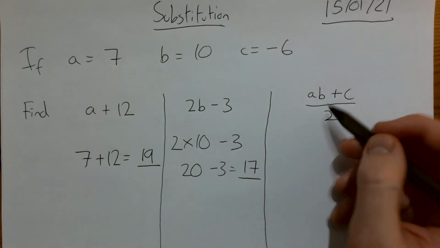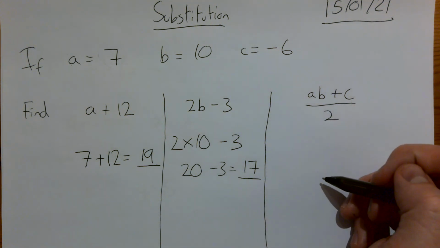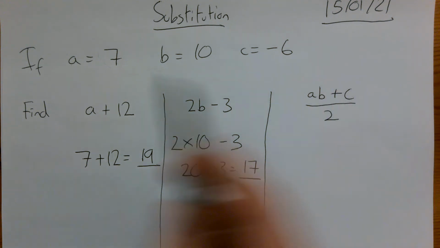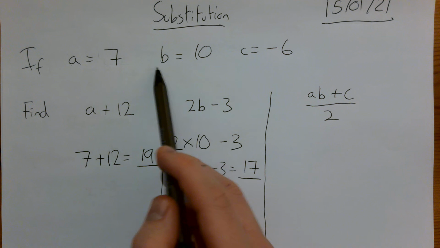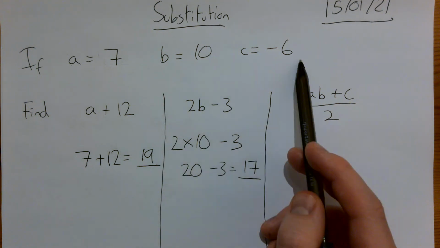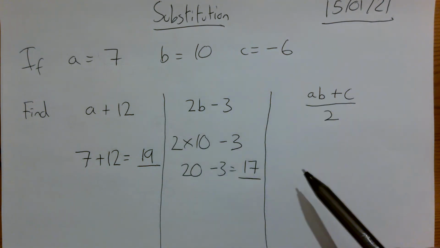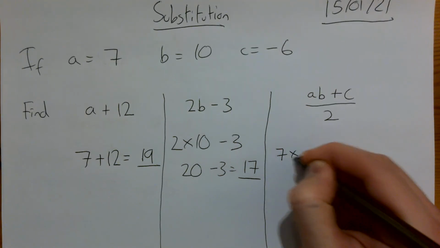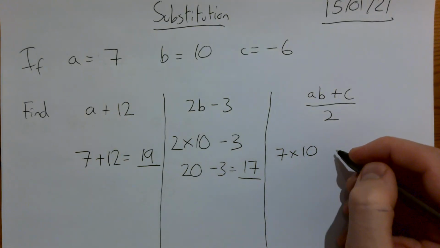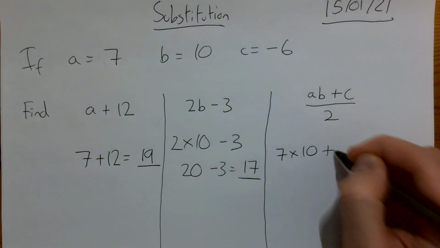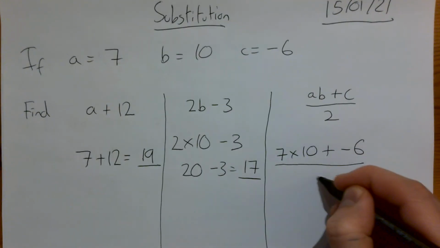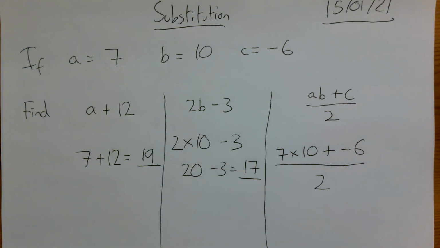And then last one, slightly fiddlier one, so I'm going to have to practice a bit more today. AB plus C over 2. So I'm going to swap out the A for a 7, the B for a 10, and the C for a minus 6. Remembering that AB means A times B, so it's going to be 7 times 10 plus C, which is plus minus 6, all over 2. Well, it's a little bit of working out to be done there then.